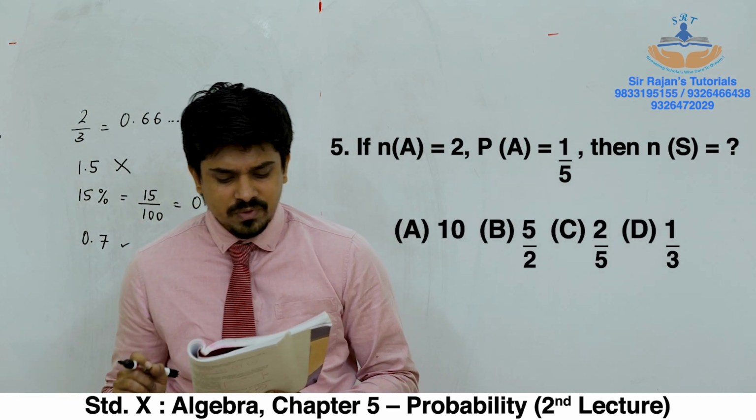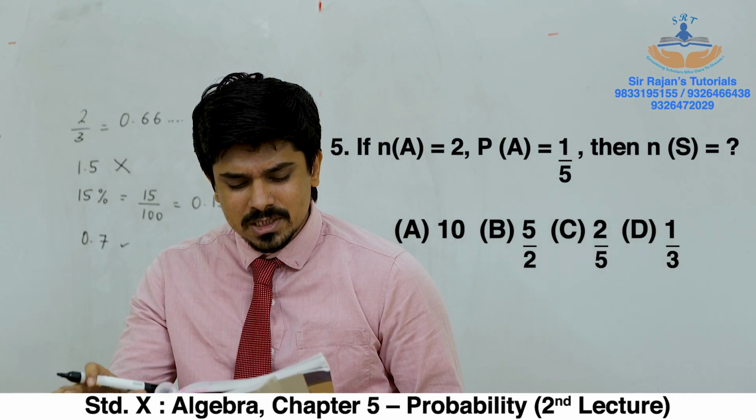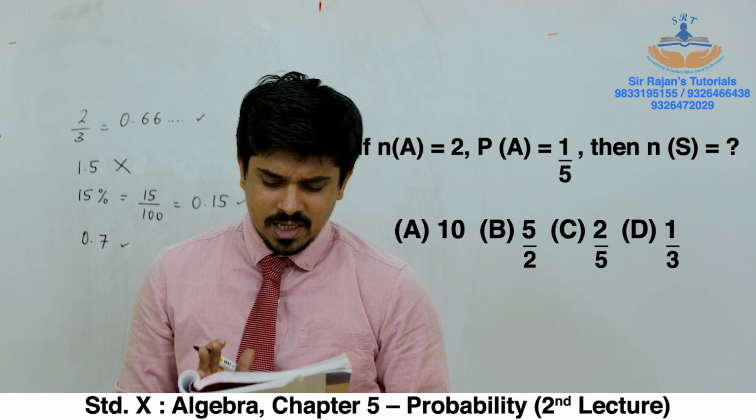Question number 5. N of A is 2, P of A is 1 upon 5. Then find N of S. It is a very simple substitution sum. You can refer my notes. You will get the answer.